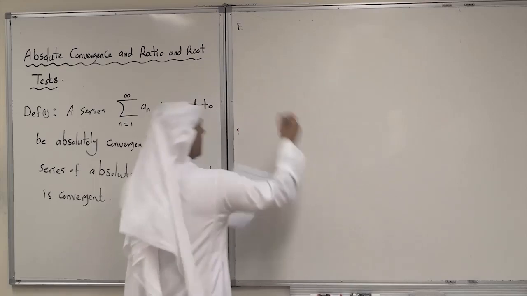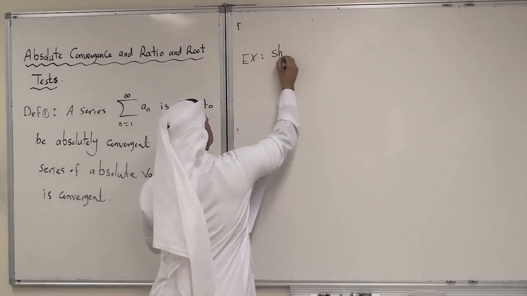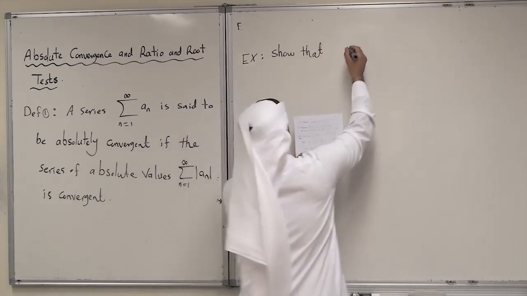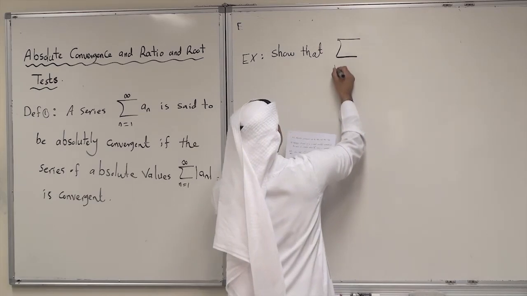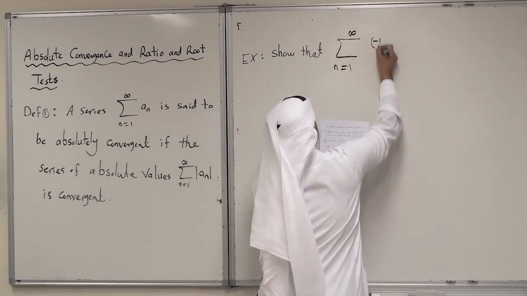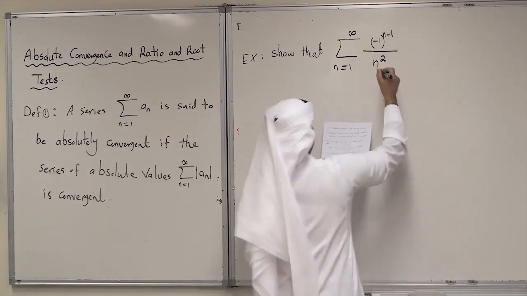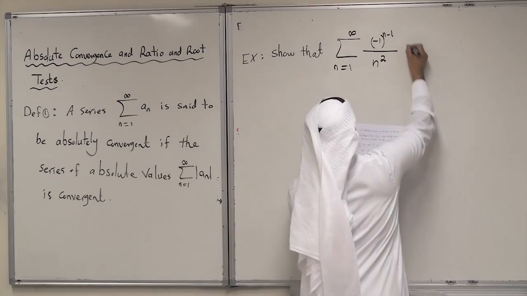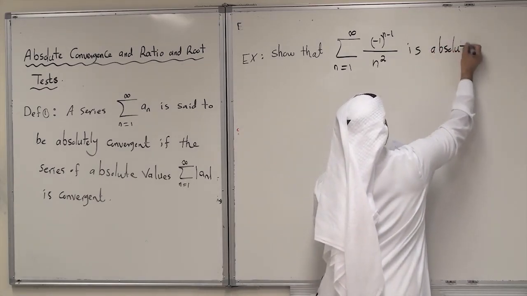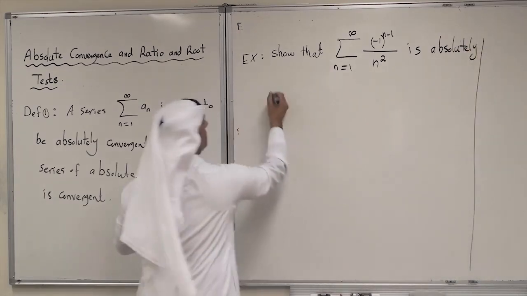Now the example says, show that the given series, which is given by the summation from n equal to 1 up to infinity of (-1)^(n-1) divided by n squared, is absolutely convergent.